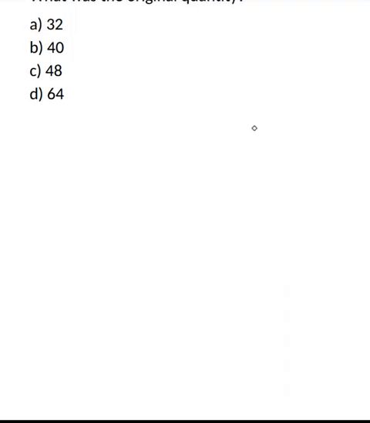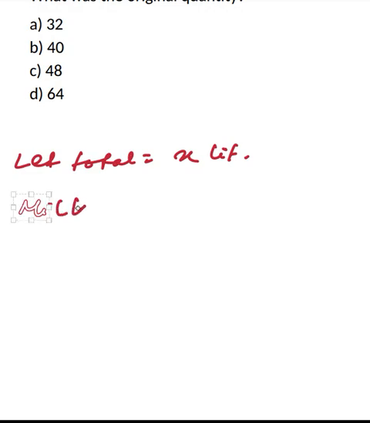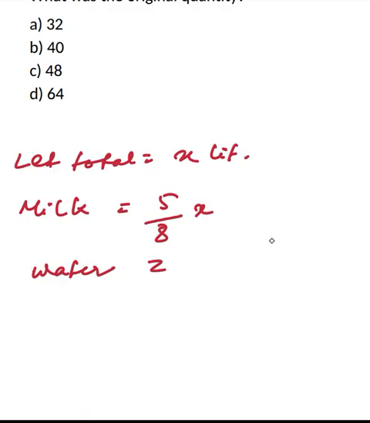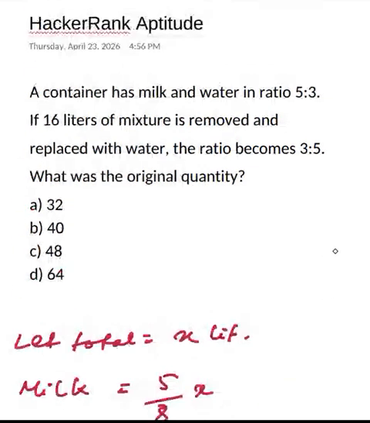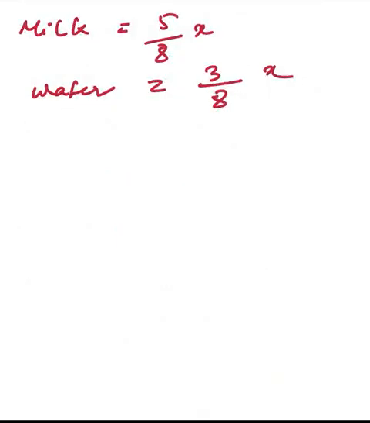So let total be x liters. Okay, x liters. Milk is 5/8 x. Then there will be water, 3/8 x, because it's 5:3, right? So we have seen it's 5:3. Then comes remove 16 liters, the mixture removed in the same ratio.